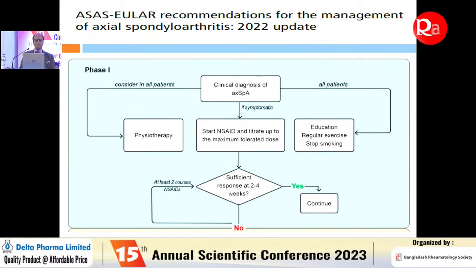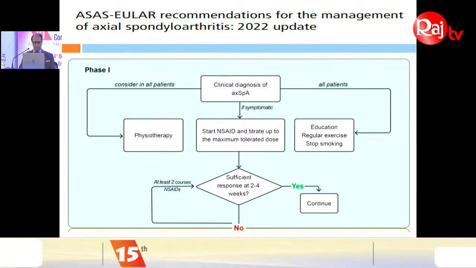And then we look for sufficient response at 2 to 4 weeks. Just after 2 weeks you try to evaluate, and if you find the patient is responding, then continue for another 2 weeks. And if you find that after 2 weeks the patient is not responding, then change to another NSAID and look for another couple of weeks, and then try to assess. And this way you have to proceed.